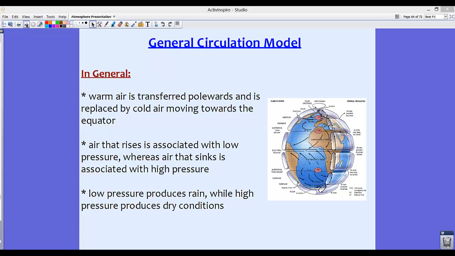You can also think of it this way: low pressure produces not so nice weather, whereas high pressure produces pretty nice weather. Temperature is irrelevant, so don't think of it as low pressure being cold weather and high pressure being warm. Don't think of it like that. Think of it as cloudy versus clear skies.